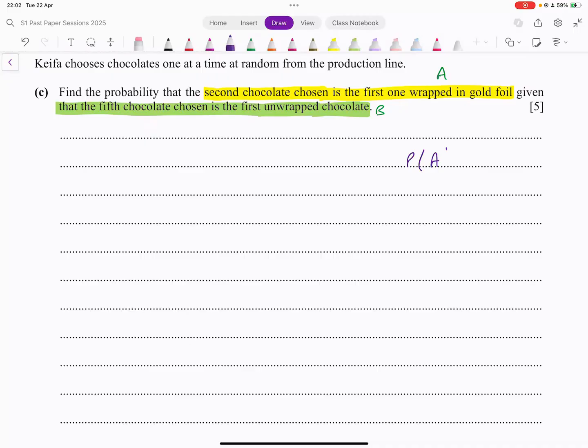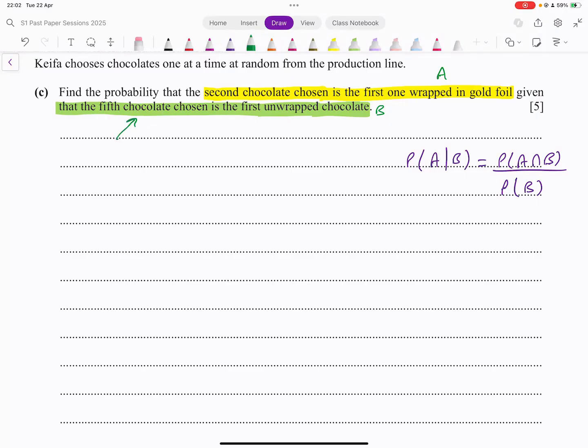We have to find the probability of A given B. The formula is probability of A intersection B. That means when A and B both are happening together, right? That's what intersection means. Both events are happening at the same time. And in the denominator, we have the probability of B, the given event. Okay. Now, first of all, let's find the probability of the given event.